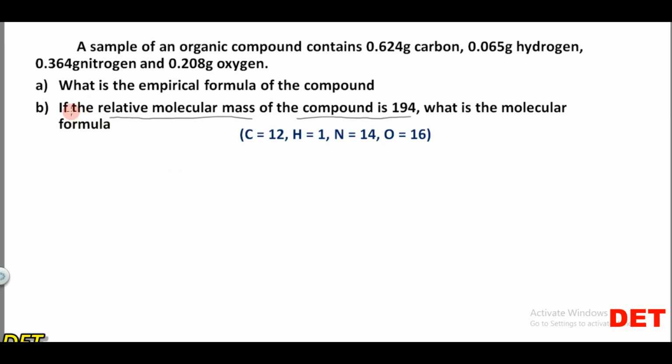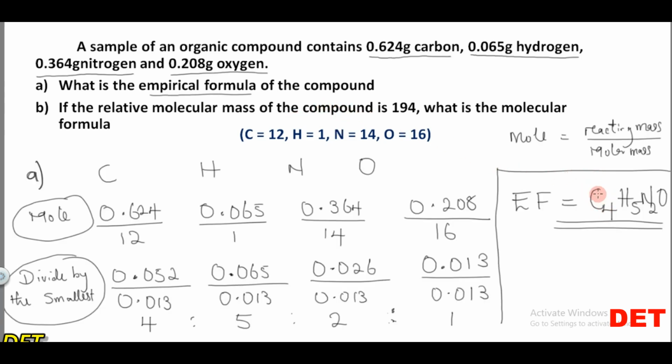So the question B is, if the relative molecular mass of the compound is 194, what is the molecular formula? So we know that, so this is our number B. Molecular formula, you should know that molecular formula is equal to the whole number multiple n of the empirical formula. So what is the empirical formula of this compound that we calculated?